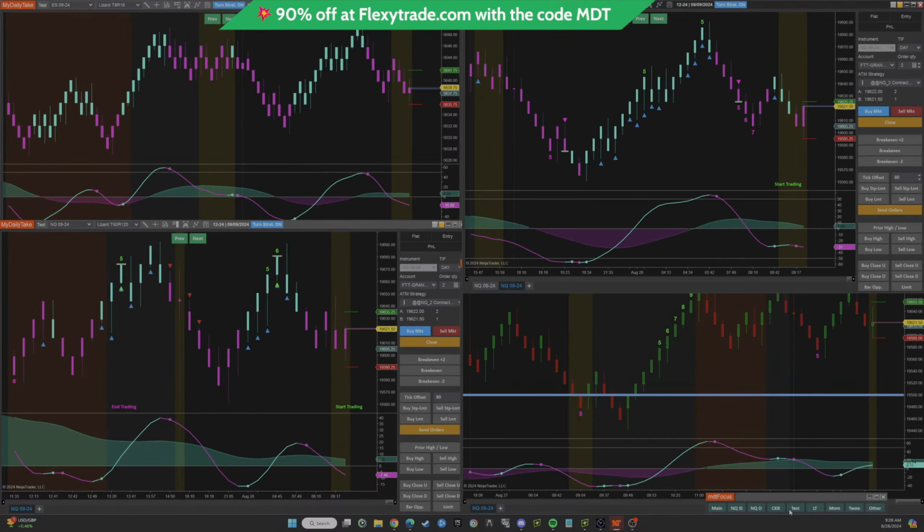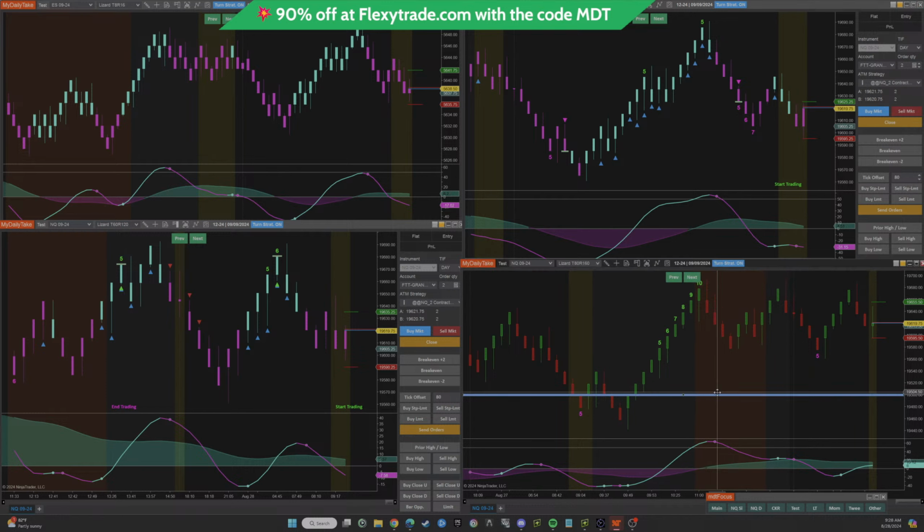Clouds are mixed. Left-hand charts, clouds are up. Right-hand charts, clouds are up. You can see the sideways better on this bottom right-hand chart on the Renko. Completely sideways. We're still in that range. So we may get a breakout of that range at some point today.